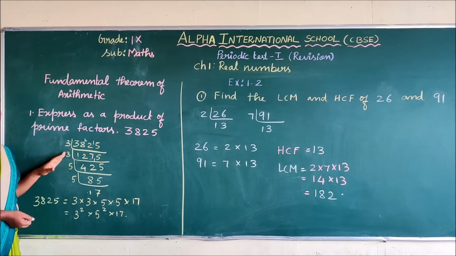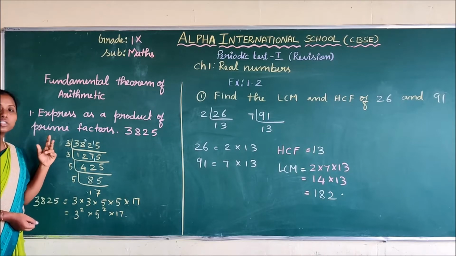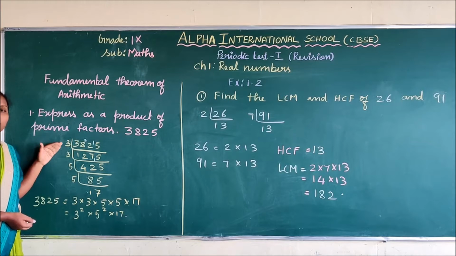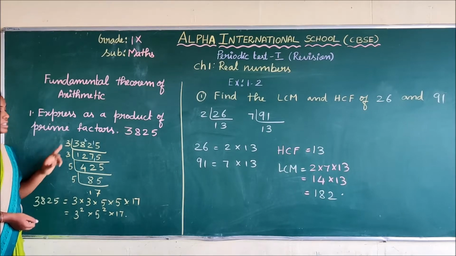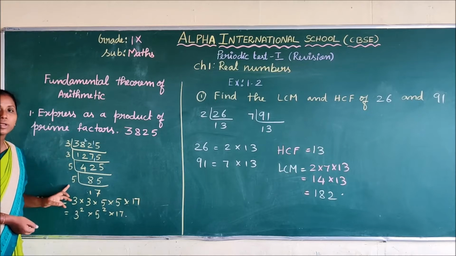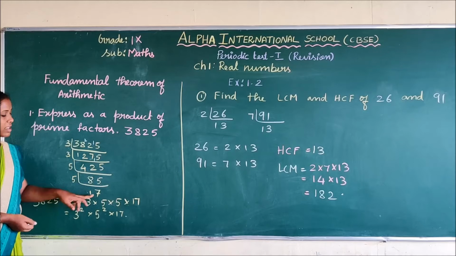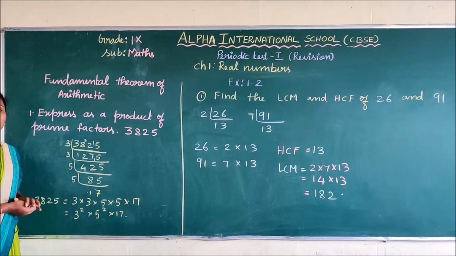Just divide by the prime factors. Start from the smallest prime number 2. If it is possible to divide by 2, divide by 2. Otherwise start from 3. If 3 is not possible, go with 5. If 5 is not possible, go with 7. Likewise, you have to divide using the prime numbers. Finally, when you get a prime number, stop there and write the prime factors of the given number.